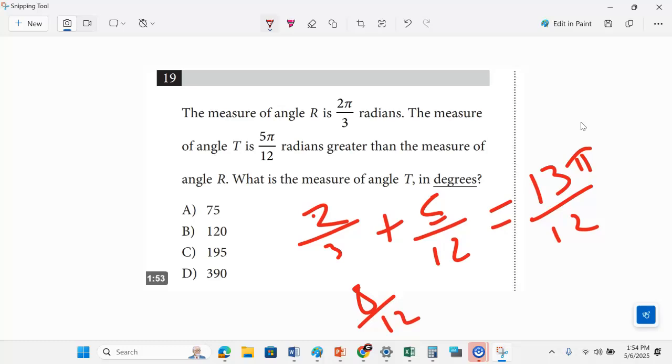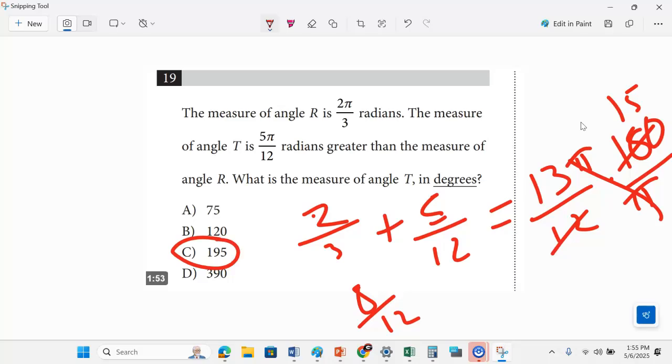To convert from radians, which is the number of radiuses or radii that wrap around the circle, to degrees, you multiply by 180 over pi. Okay? So that cancels. 12 goes into 180 15 times. 15 times 13, see, that's 150, and 45, that's 195. So the correct answer would be C, 195.